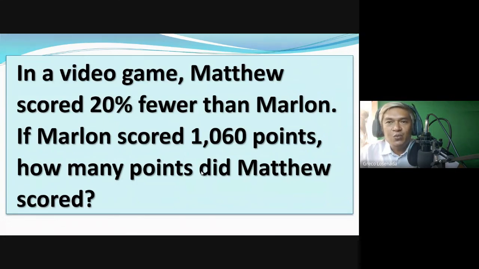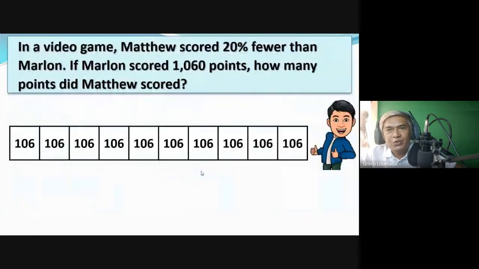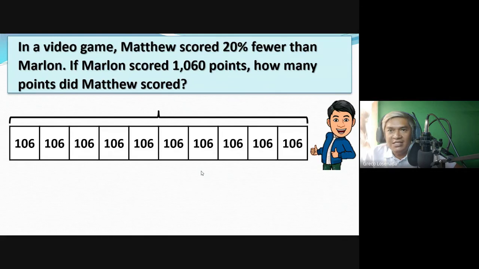So what will you do? We simply divide 1,060 by 10. So if we divide 1,060 by 10, you will get an answer of 106. So this will now be our illustration. So we divided the rectangle into 10 equal parts. Each part contains 106 points. So all in all, this is the score of Marlon, which is 1,060 points.